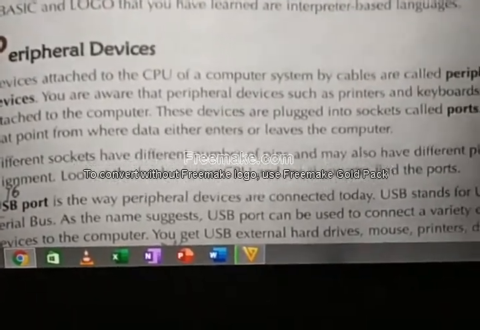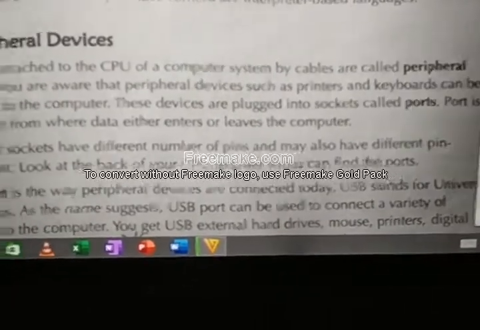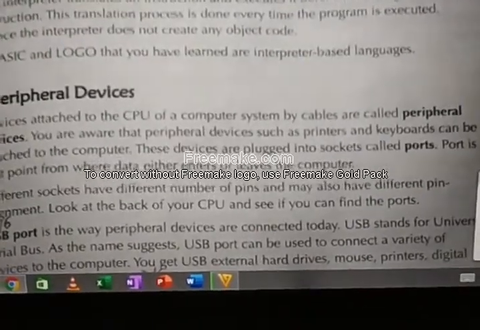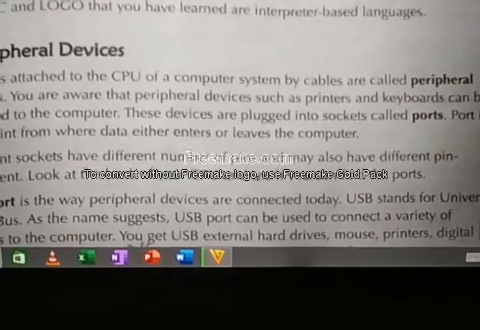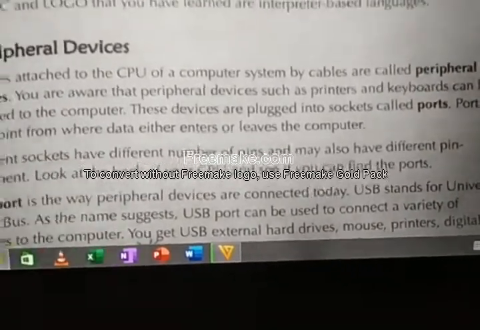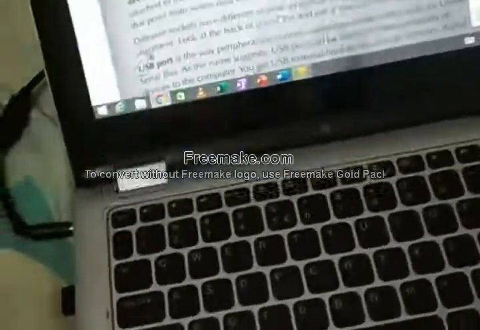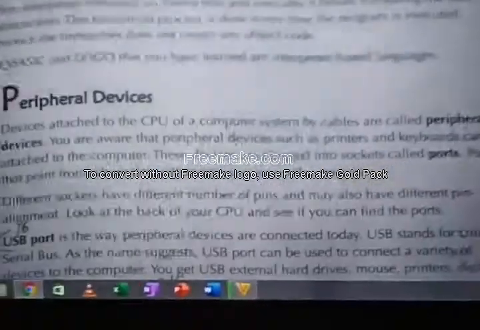You are aware that peripheral devices such as printers and keyboards can be attached to the computer. Printer, keyboard, mouse, all those things. These devices are plugged into sockets called ports. See, this is a port. Wait, I will show you. This is a port. Here is where you are going to connect all those things.